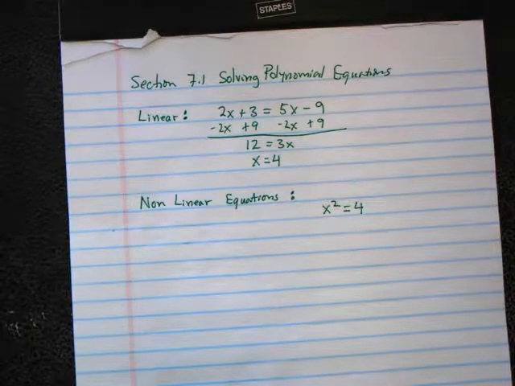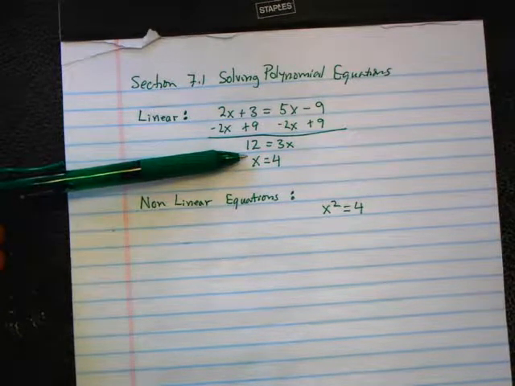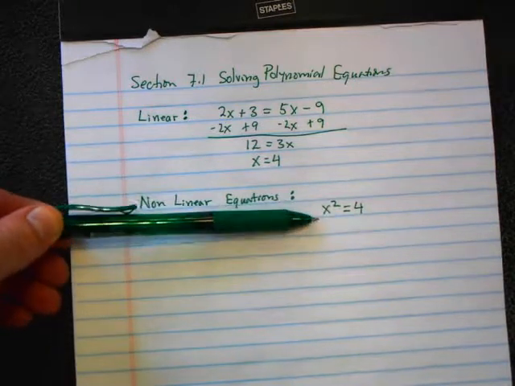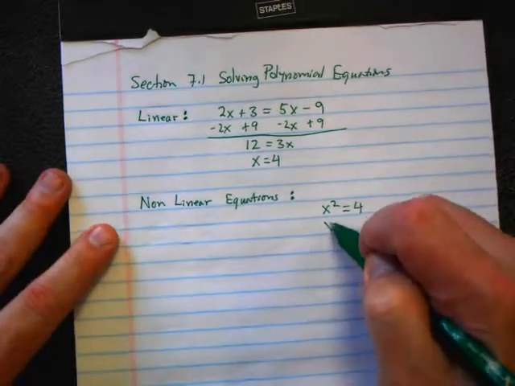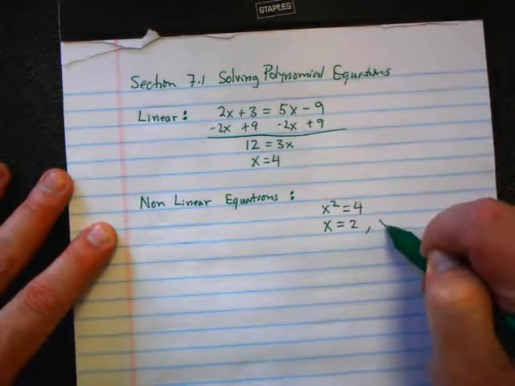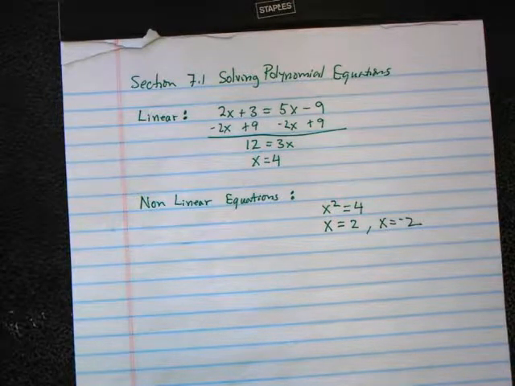Plus or minus. Why negative 2? Because negative 2 times negative 2 gives me positive 4. All right, so there's a huge difference right there, isn't there? Linear equations, how many answers? One. This linear equation had exactly one answer. This nonlinear equation already has 2. So there's a huge difference to begin with. Nonlinear equations are usually going to have multiple answers. Not always, and we'll see some examples later, but usually they have multiple answers. That one has 2: x equals 2, x equals negative 2.